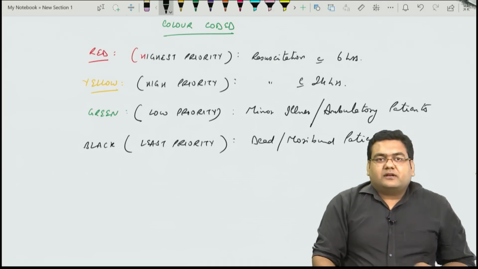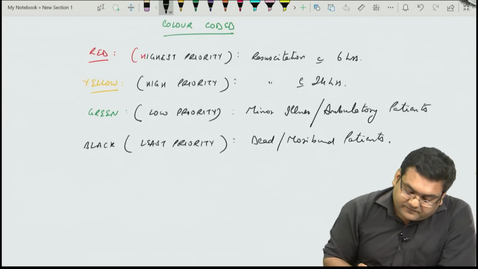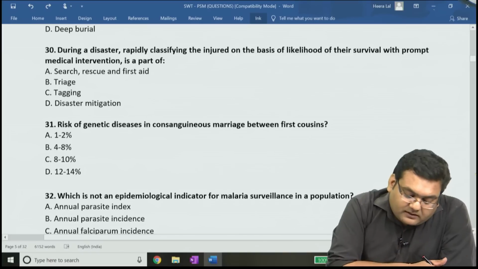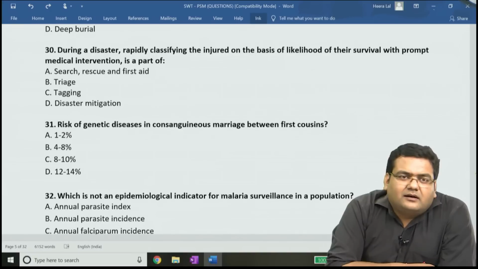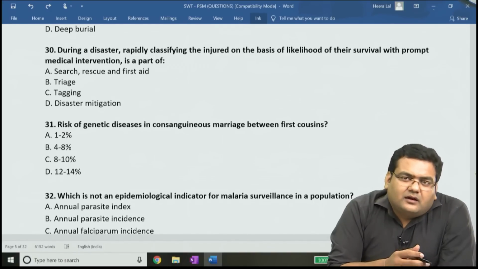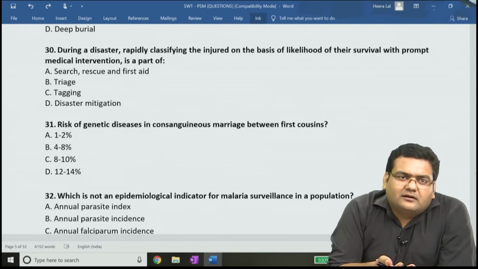What other options were given in the question? They were tagging and disaster mitigation. Now what do you mean by tagging? Tagging is a procedure where during such emergencies these injured people are promptly tagged with the name, age, sex, identification numbers or telephone numbers so that proper tracking of these patients can be done and resuscitation measures could be started.